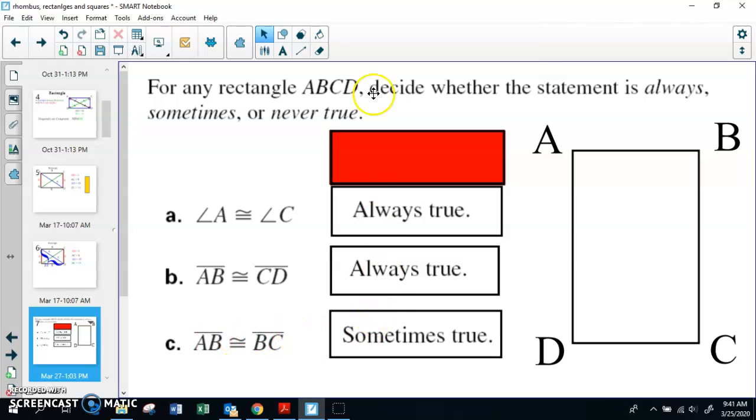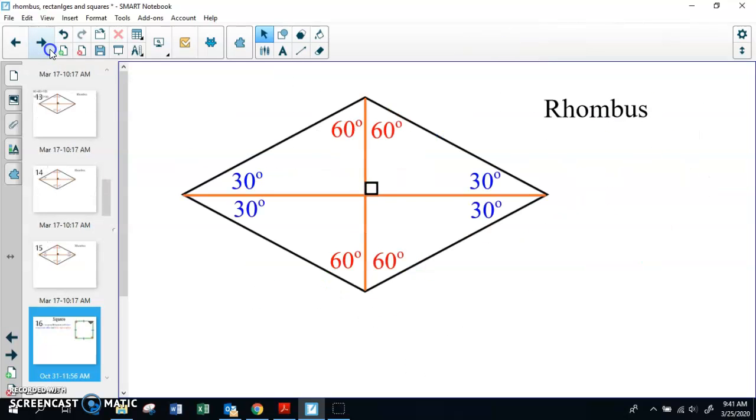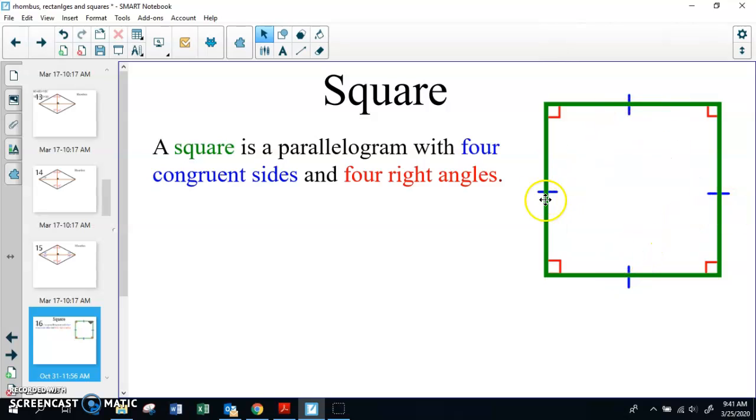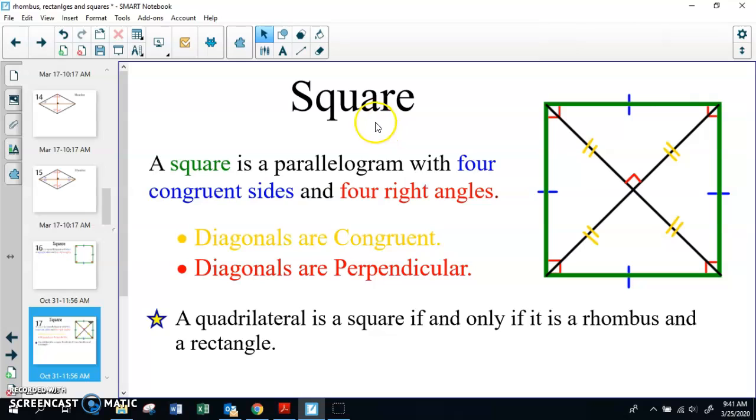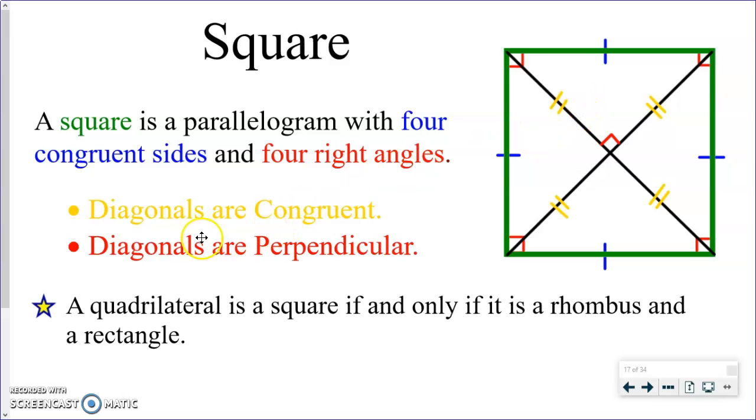So that's where this one comes in. A square is a type of rectangle where all four sides are the same. So 4 congruent sides makes it a rhombus, 4 right angles make it a rectangle, so it's a combination of those two. So it's going to have all the properties that rhombuses have and all the properties that rectangles have. So the diagonals are congruent. That's because it's a type of rectangle. The diagonals are perpendicular. That's because it's a type of rhombus. And then the angles still bisect each other.